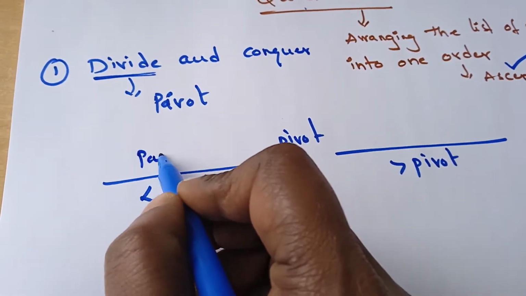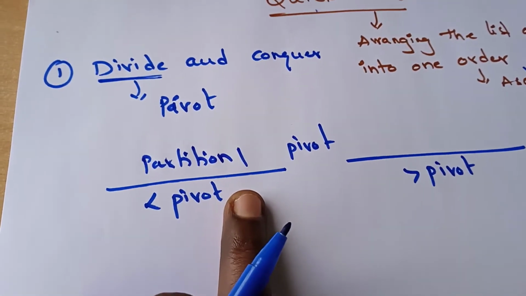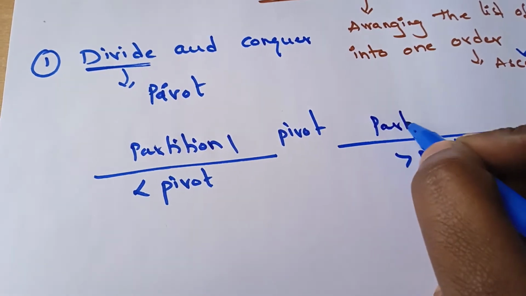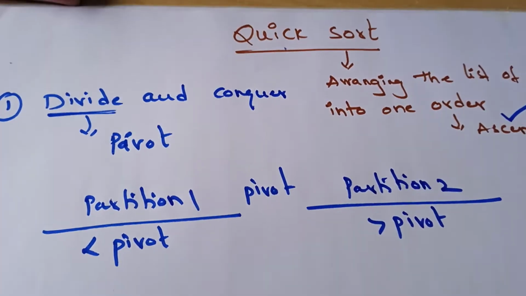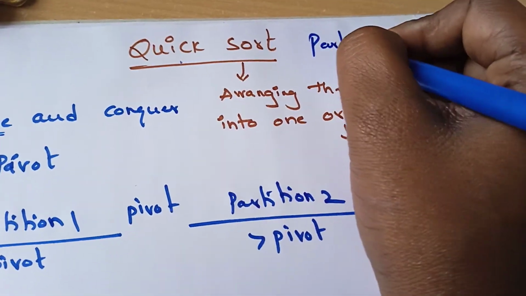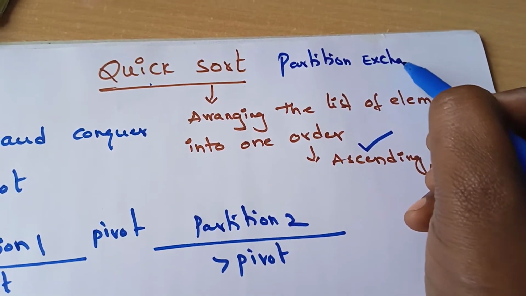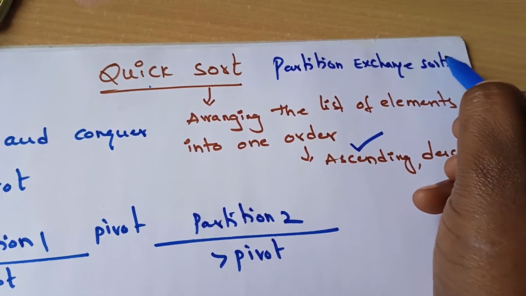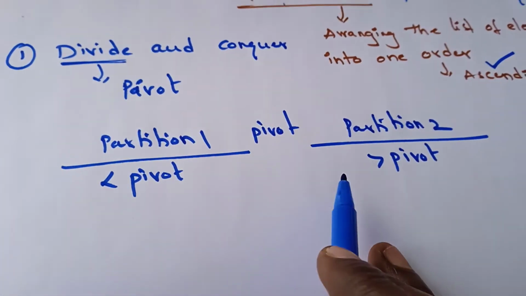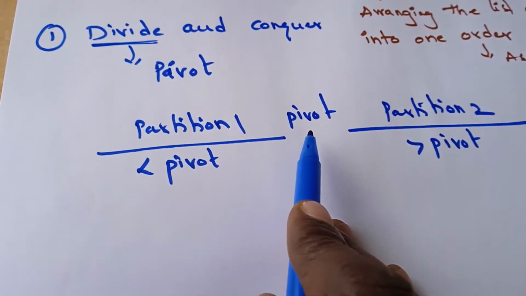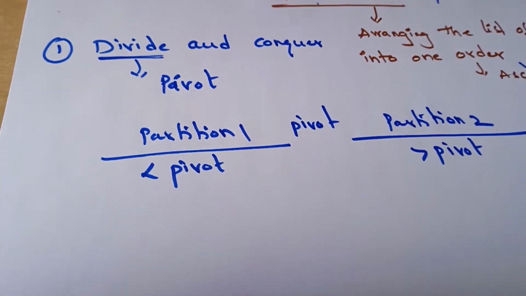Now this partition is 1 and this partition is 2. So quicksort is also called partition exchange sorting, because we will be dividing the partitions based upon this pivot element, and the exchange process we will see in a couple of minutes.